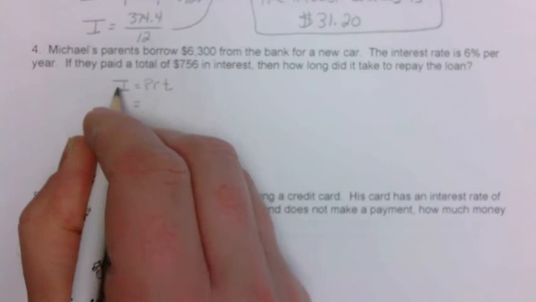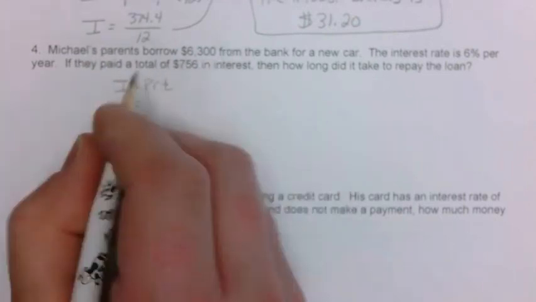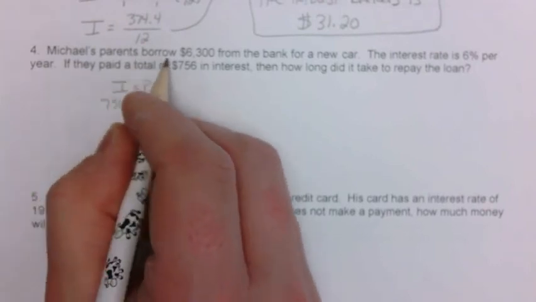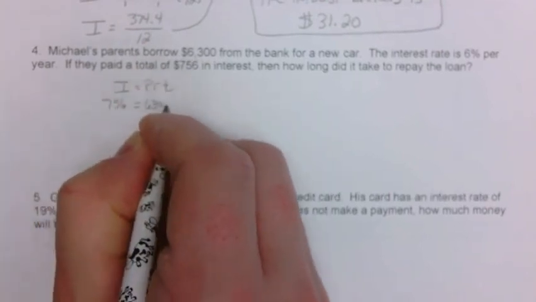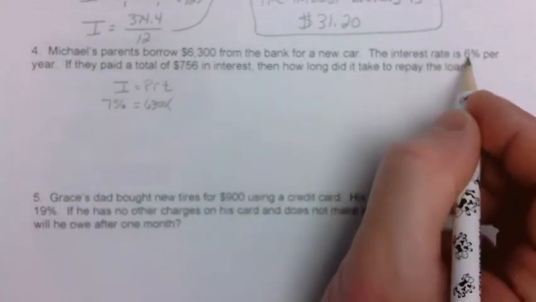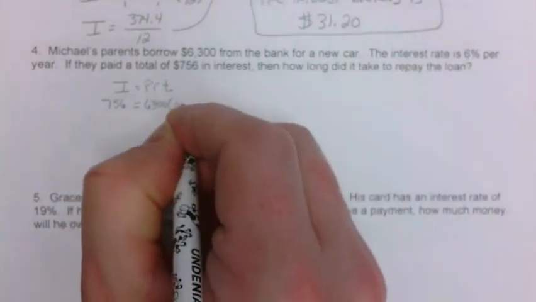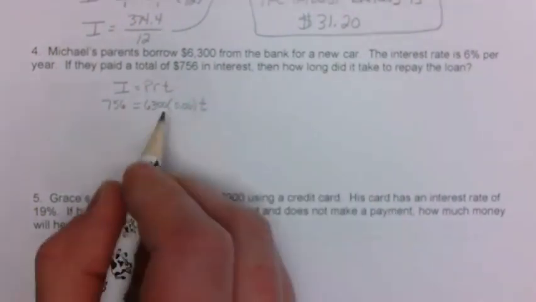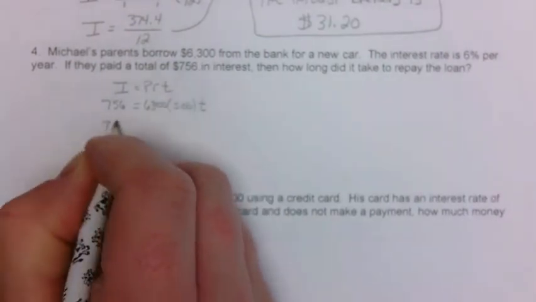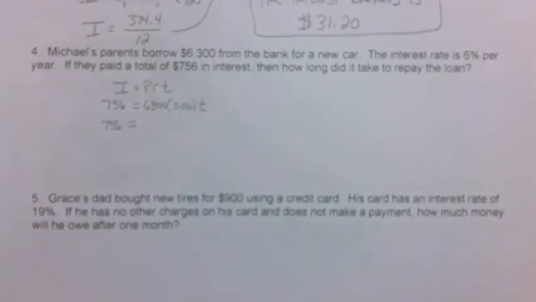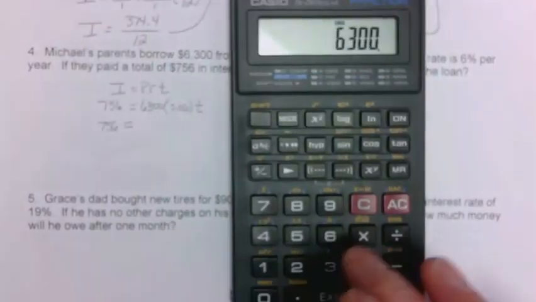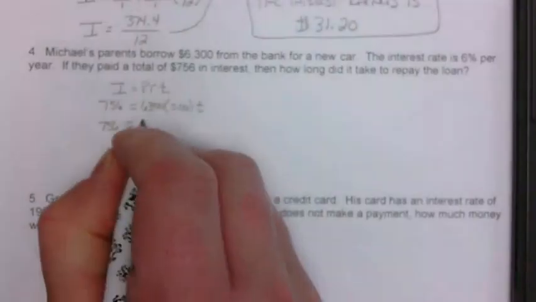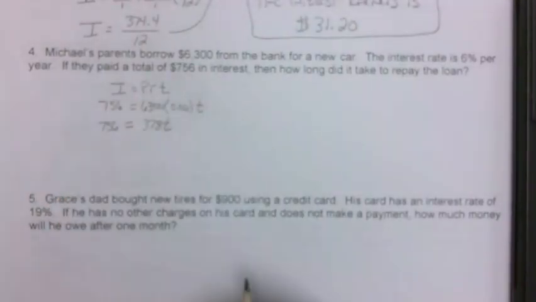So let's fill in for the other amounts here. All right, I, the interest. They paid a total of $756 in interest. P, the principal. They borrowed $6,300 from the bank. And the interest rate is 6%. In decimal form, that would be 6/100. And again, we're looking for T. All right. Here on the right, I have two numbers that I can multiply together. So 756 equals, if we do 6,300 times 6/100, we end up with 378. So 378T is on the right side.